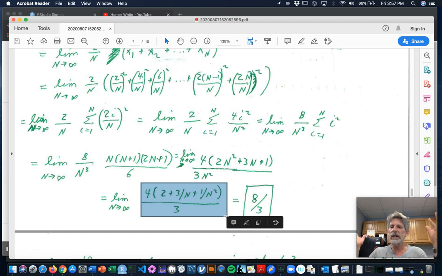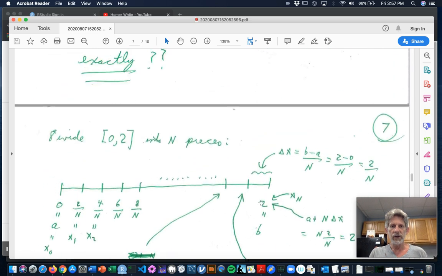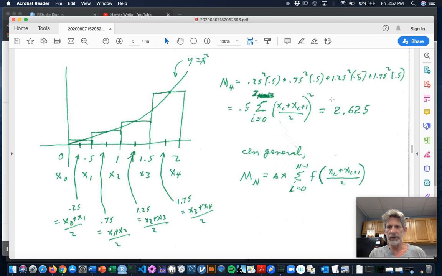I can now let the n go to infinity in my mind. And I see that 3 over n going to 0. I see the 1 over n squared going to 0. So I see 4 times 2 plus 0 in the limit, over 3, of course. So I see 8 over 3. 2.666666 repeating is the exact area underneath this curve. So sure enough, the midpoint approximation was pretty accurate.